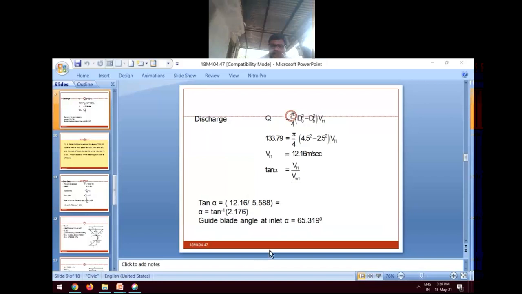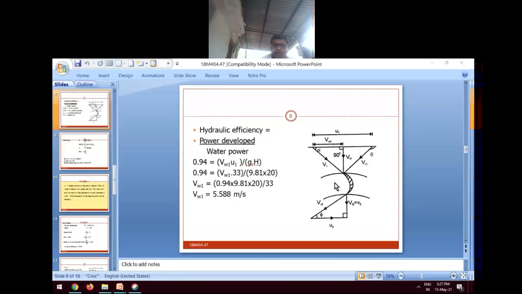Okay, that is tan alpha equal to Vf1 by Vw1. You have already calculated Vw1, now we have calculated Vf1, then you can find the answer alpha equal to tan inverse of 12.16 by 5.588. You will get tan inverse 2.176, so alpha equal to 65.319 degrees, which is the inlet guide vane angle. Like that you have to calculate the given expressions by using the relations obtained from the inlet velocity triangle and outlet velocity triangle.